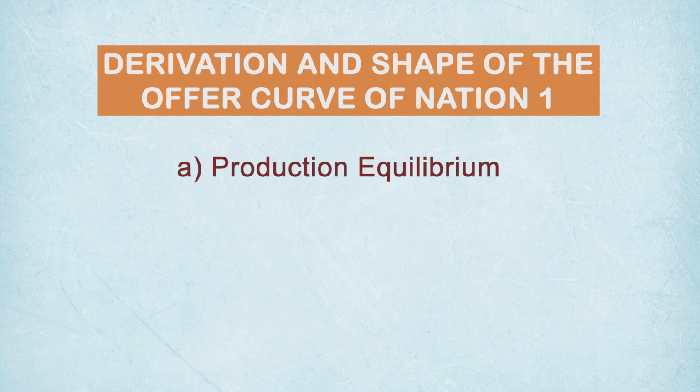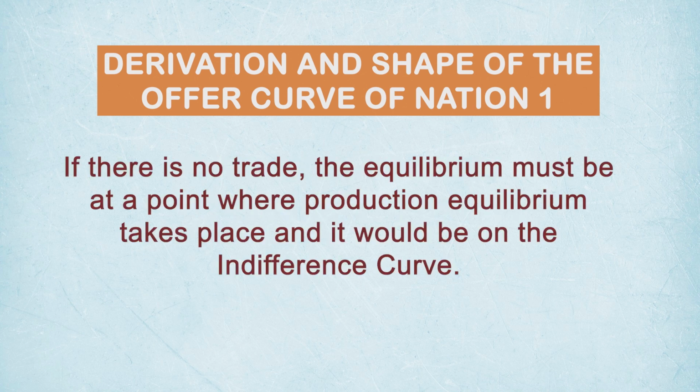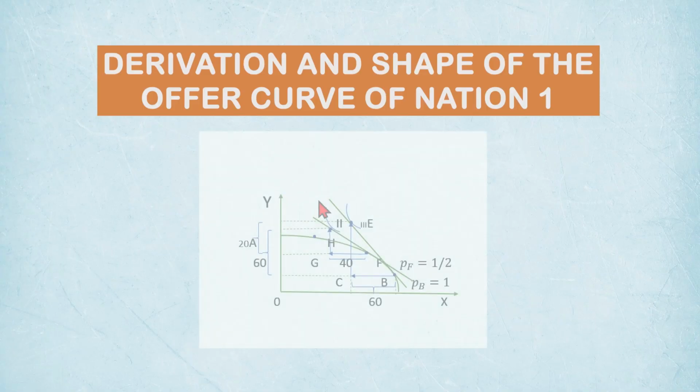This equilibrium is taking place in two counts. One is production equilibrium, other is the consumption equilibrium. If there is no trade or autarky, the equilibrium must be at a point where production equilibrium takes place, and you would be on an indifference curve. So if I look at this diagram, let us start from a price ratio PB. PB is the price ratio. This is indicated by the steeper straight line. The steeper straight line is tangent with the production possibility frontier at this point, indicating that you are producing this much of Y and this much of X.